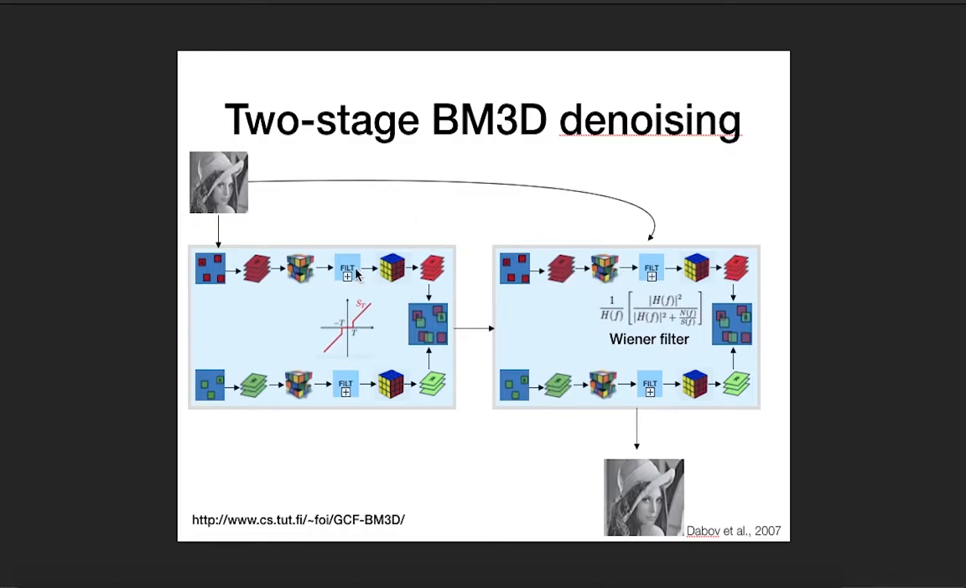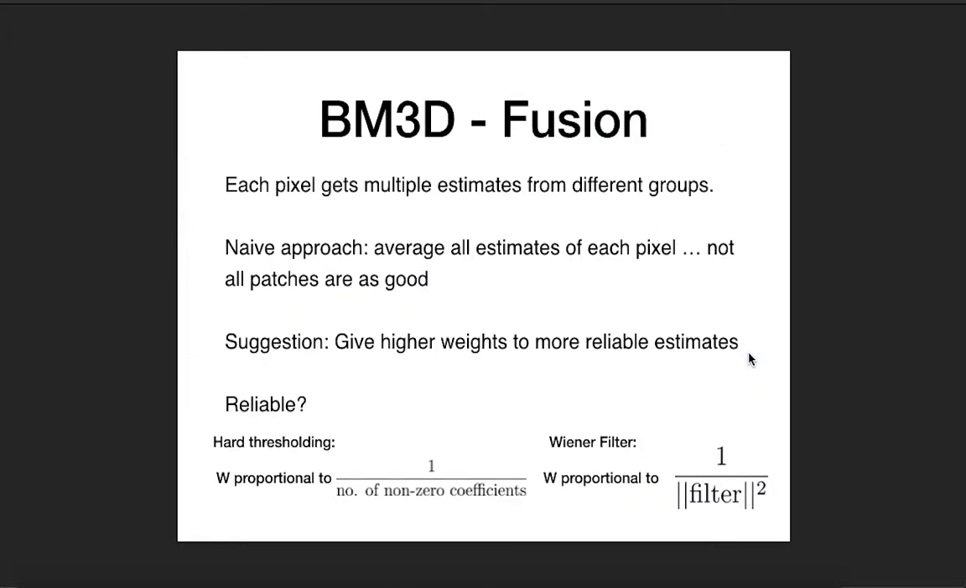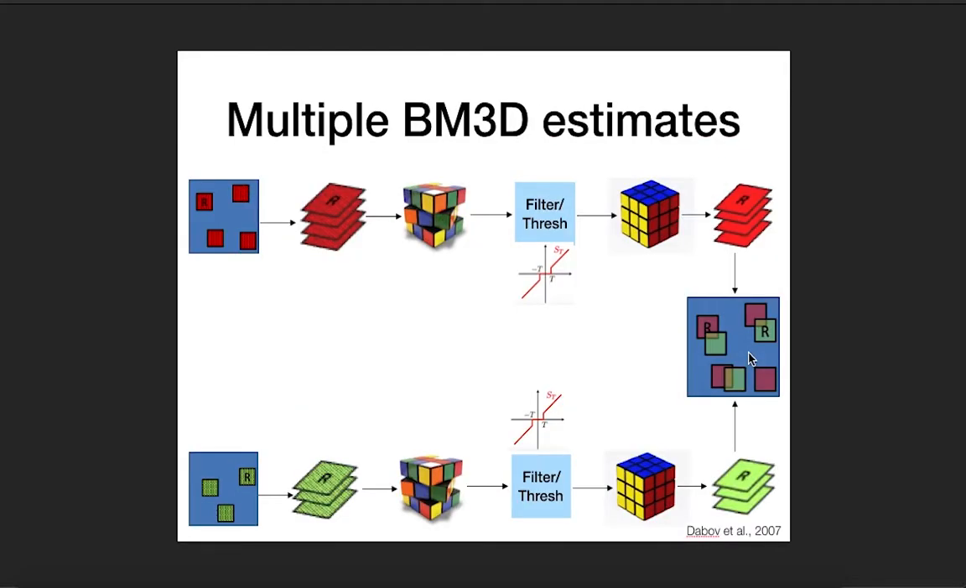So instead of doing hard thresholding, just do the Wiener filter, and the input here is the output from the previous stage. You take every patch and pile them up, do a 3D transform, Wiener filter, return it, denoise it, and put them back. And putting back is essentially just weighing them instead of just doing averaging. Just weigh them according to how many non-zeros they had, right? So all patches are not good.